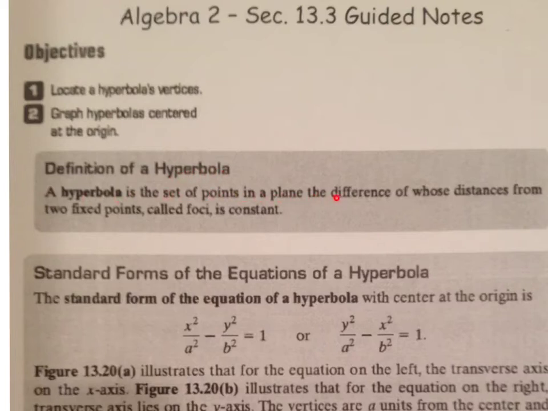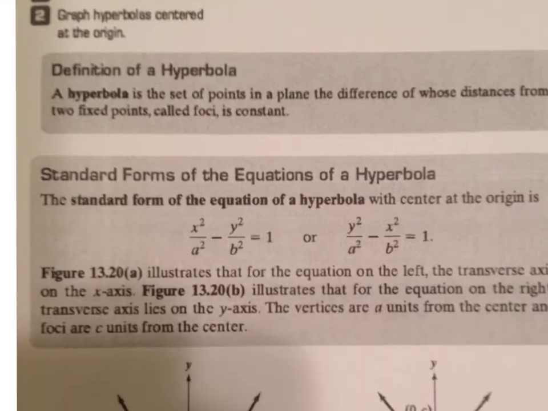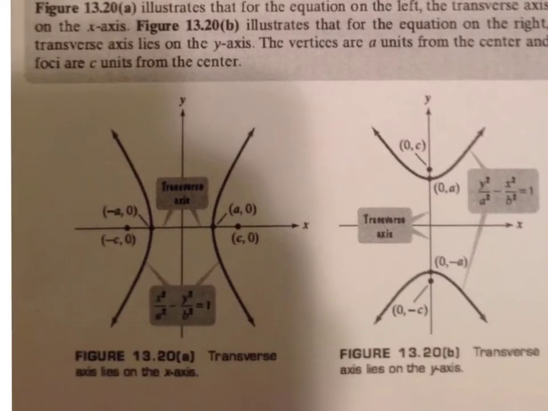A hyperbola is a set of points in a plane, the difference of whose distances from two fixed points called foci is constant. Foci is just plural for a focus. There's two of them. So they look like these things right here. They're kind of like sideways or stretched open parabolas. But there's double them. There's one up, one down, or there's one left and one right.